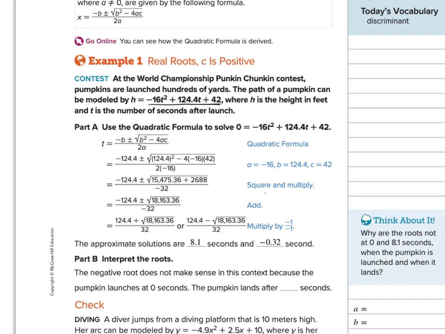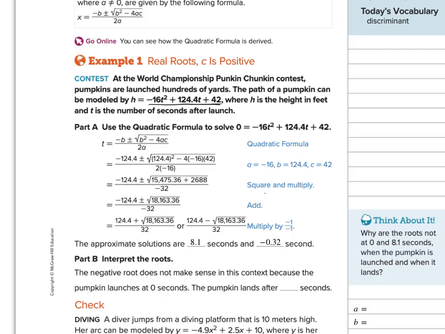So looking here, if we factor, they went ahead and filled in my values. A is negative 16, B is 124.4, and C is 42. So they've taken the formula and they have plugged that in. There's negative b plus or minus the square root of b squared minus 4 times negative 16 times 42. So multiplying all that out, we end up with a positive number under the radical here.